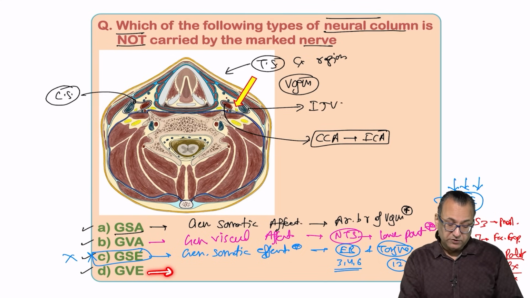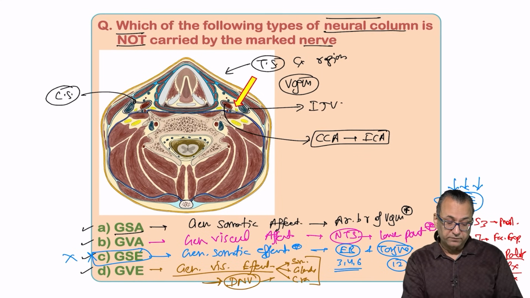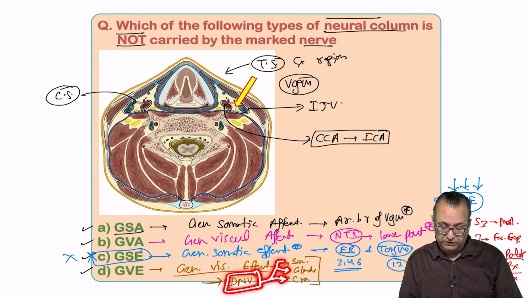What about GVE? GVE is general visceral efferent, and when you say general visceral efferent, it means the autonomic nervous system, that is the smooth muscles, the glands or even the cardiac muscles. So of course the vagus nerve has the dorsal nucleus of the vagus, again in the lateral medulla, and that is going to control the cardiac muscles, the glands and the smooth muscles also under the vagus nerve. So definitely it has GVE.